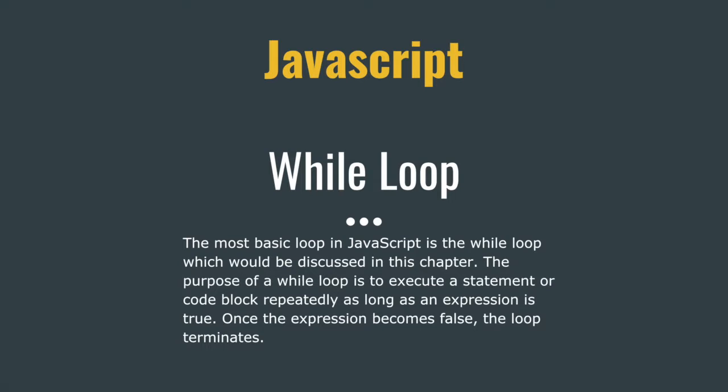The most basic loop in JavaScript is the while loop, which will be discussed in this video. The purpose of a while loop is to execute a statement or a code block repeatedly as long as an expression is true. Once the expression becomes false, the loop will be terminated.